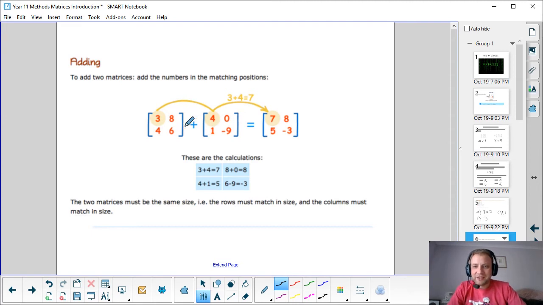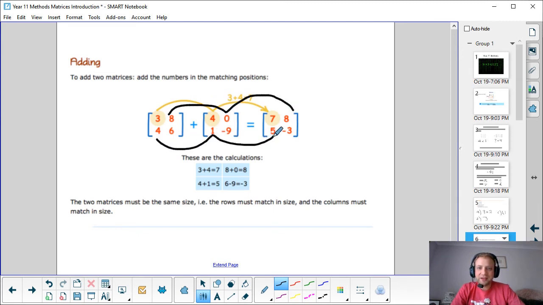So a basic example of that is right in front of you. We've got 3 plus 4 equals 7, and you have to write your answer where the elements were that you added, all right? So since I added element 1,1 in each matrix, the answer goes in element 1,1. 3 plus 4 is 7, 8 plus 0 is 8, 4 plus 1 is 5, and we can have negatives as well. 6 plus negative 9 makes negative 3, all right? So adding's pretty straightforward, just add the things in the same spot.